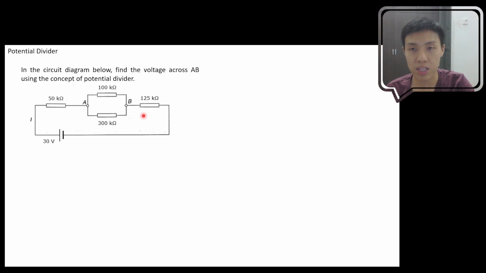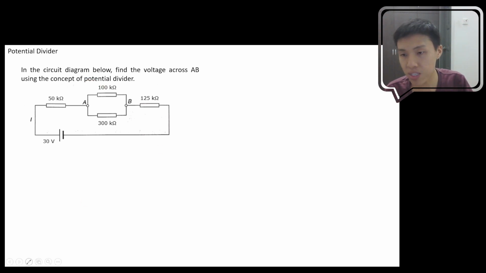So when we look at these 4 resistors over here, we can see very directly that these 2 resistors can be combined in parallel first. So when they combine to be parallel, there will be 3 resistors connected in series. So that's the way for us to rearrange the circuit so that it becomes a full series circuit so that we can apply the concept of potential divider.